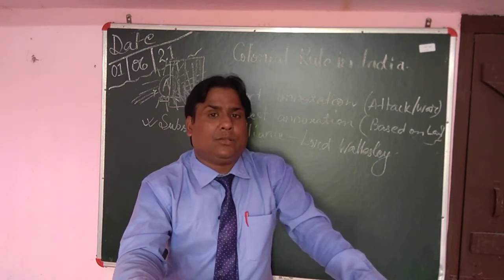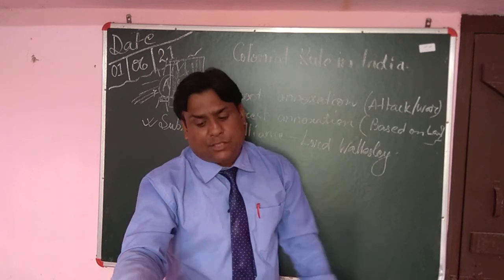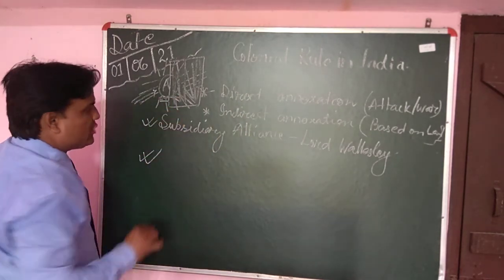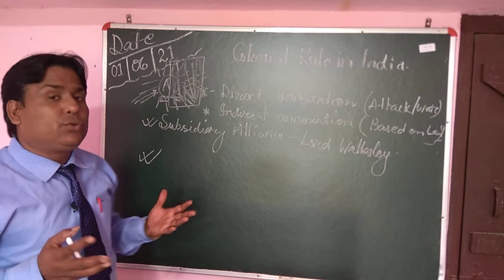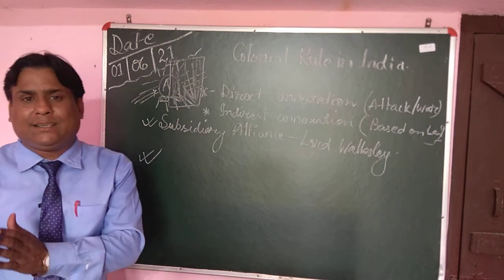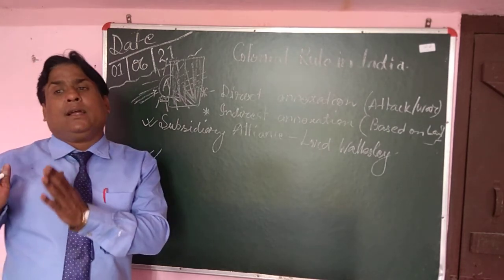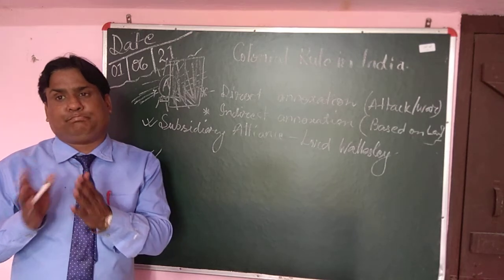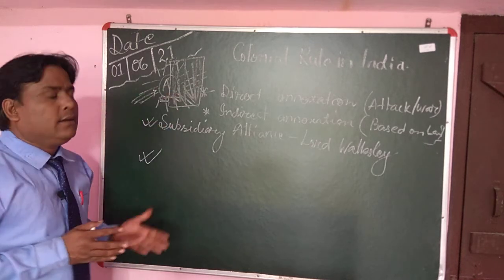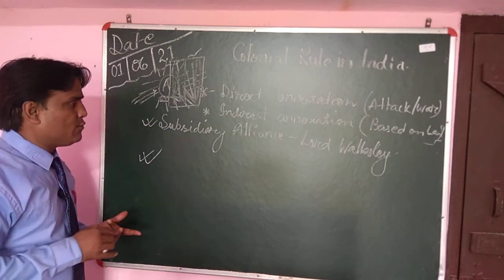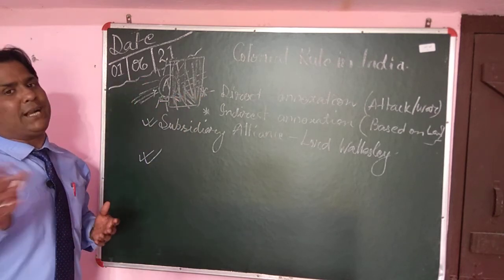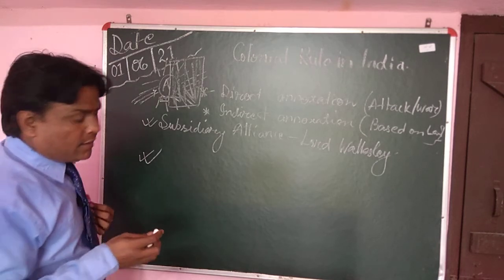Now another thing came into this point, that was the doctrine of lapse. What was the meaning of this doctrine of lapse? Subsidiary alliance, we have already understood, was an agreement where the king has to give some part of his territory to the Britishers, and in return they will protect that kingdom from their enemies. That was one point. Another point was that one of the British officials will be appointed into the court of that kingdom.